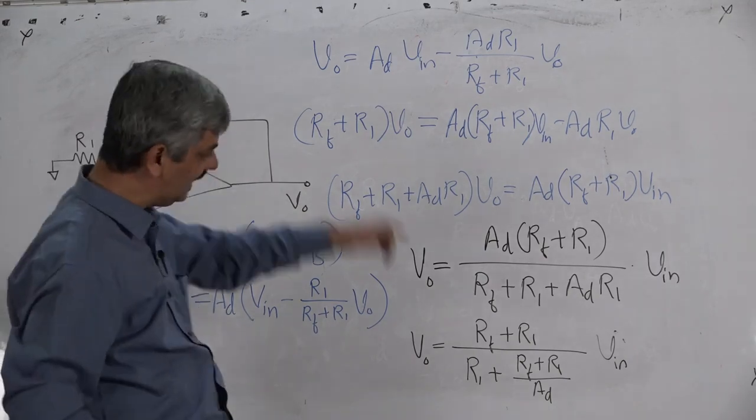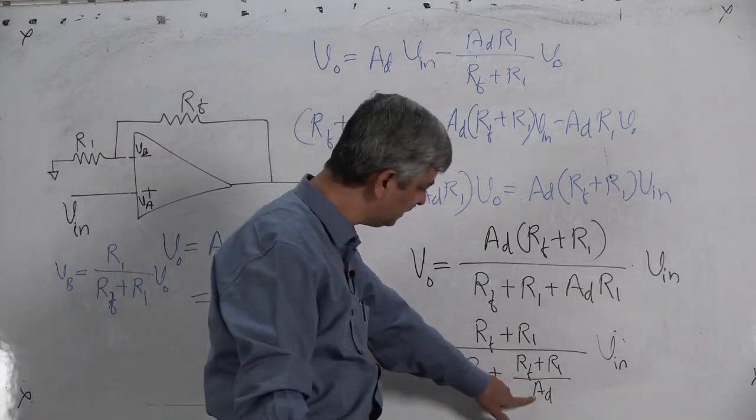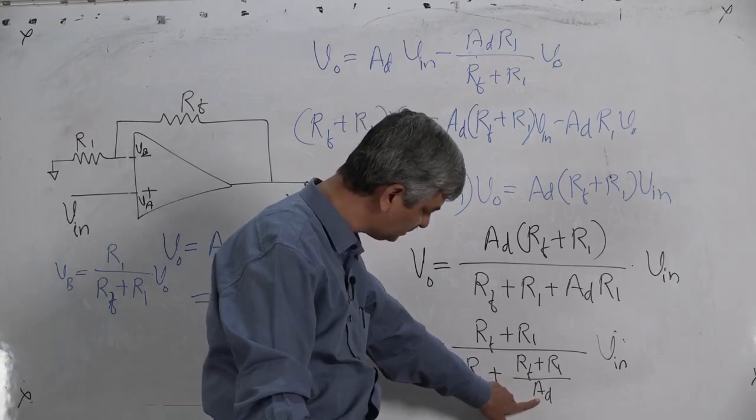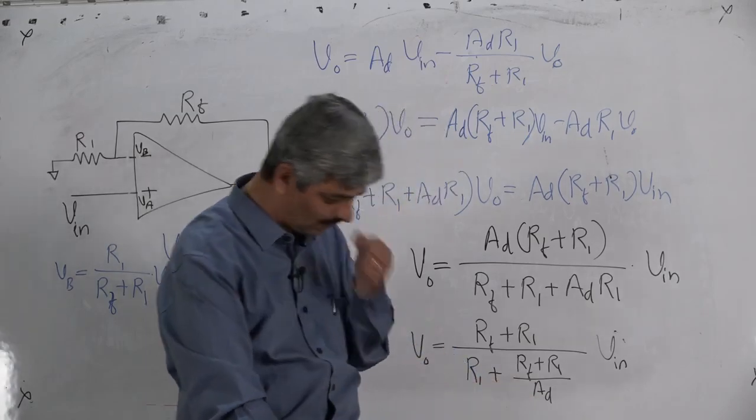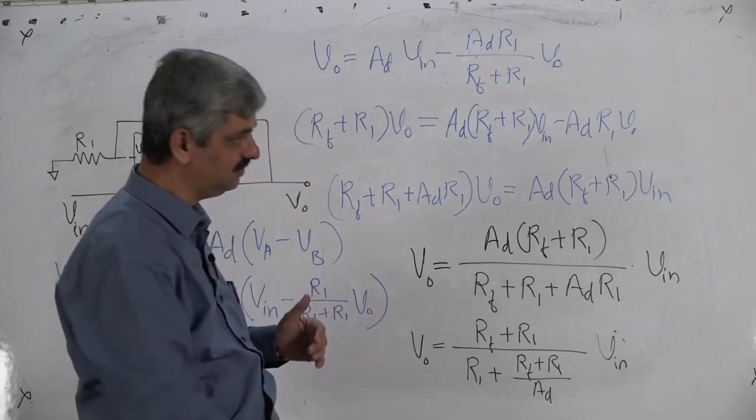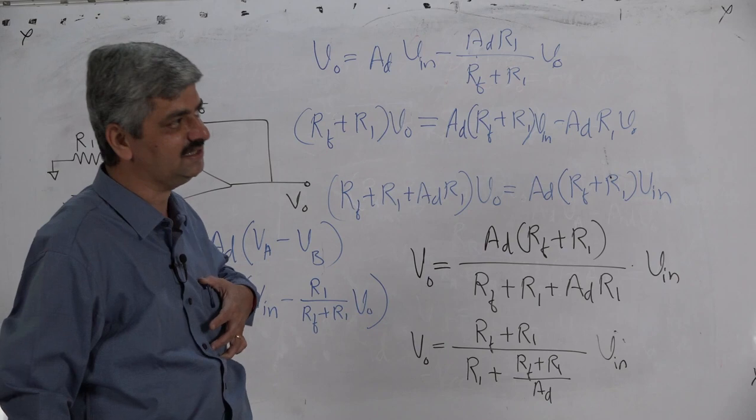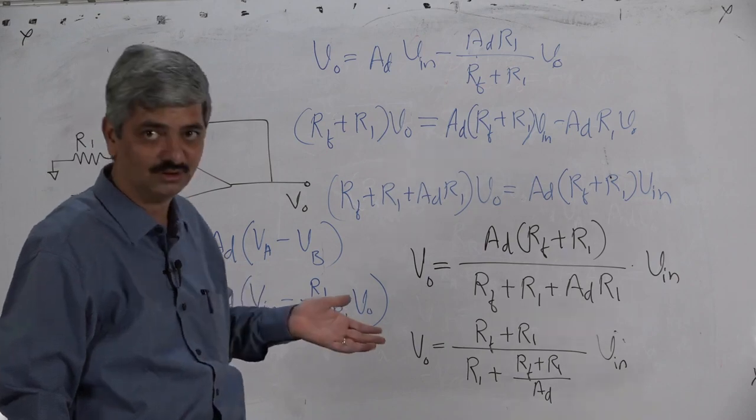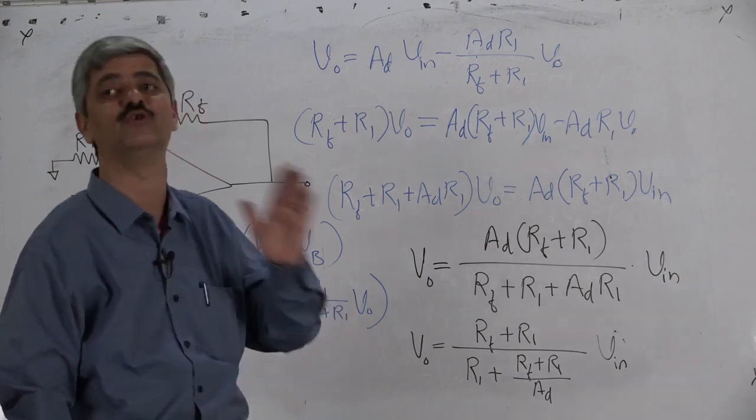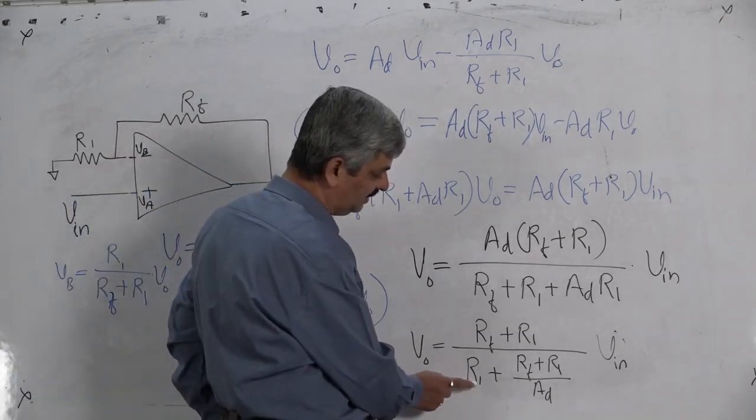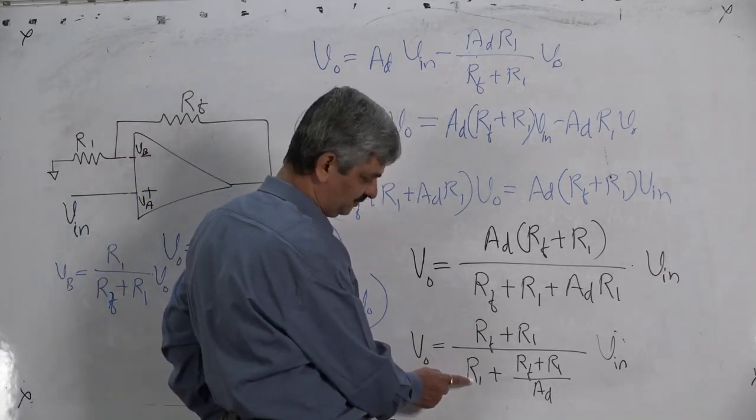Now, AD is quite large, so we can ignore the term. Suppose, can you ignore 1 mark if it is less and you are on the verge of passing? You can't ignore. You ignore only when it is ignorable. So, now this is R1, this is R1. It is normally in the range of some kilo ohms.